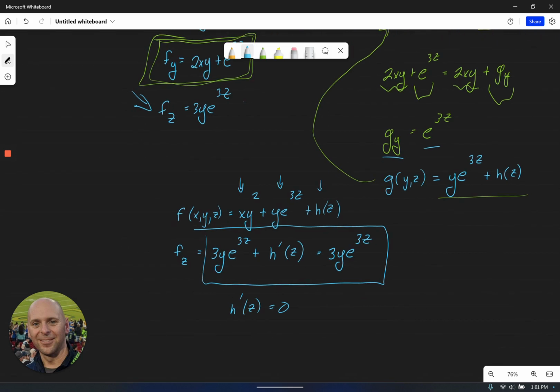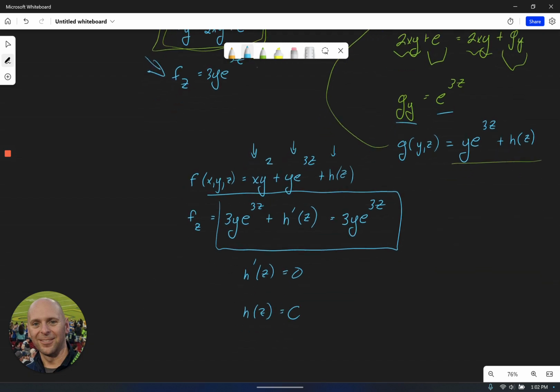Anti-differentiating that, you could argue that there is a function h of z that's equal to some constant, and you could throw that in there as well. So as we look through the final form for our potential function, we end up with something that looks like this. F of x, y, z is equal to x y squared plus y e to the 3z plus some constant c, potentially. No pun intended.